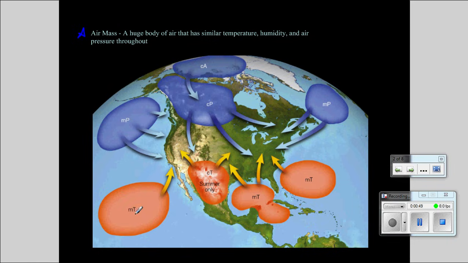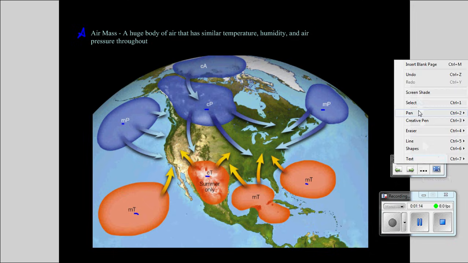which they form. So, if they form over water, they're going to be moist air masses holding more moisture or water vapor. If they form over land, they're going to be drier air masses. If they form towards the poles, they'll be colder. If they form towards the equator, they'll be warmer. So let's look at these a little more specifically one at a time.